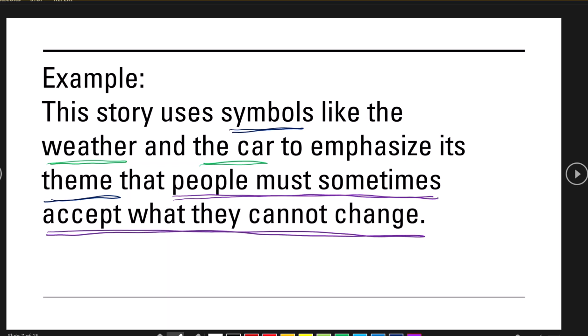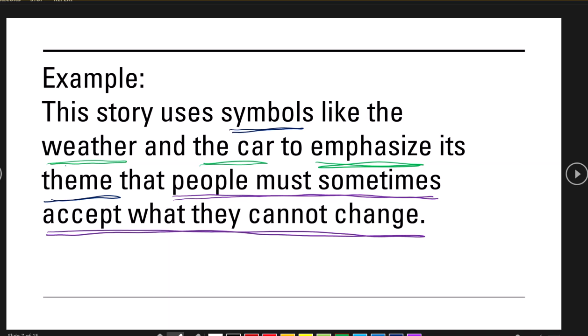You can't just say there are symbols and that there is a theme, but you want to tell us, I specifically identify exactly what they are. So the other thing that the prompt asked me to do is to connect those 2 things. So I'm going to say that the weather and the car as symbols emphasize that theme. And so when I write my paper, all I'm going to do is write a few pages that back up and support this thesis statement.